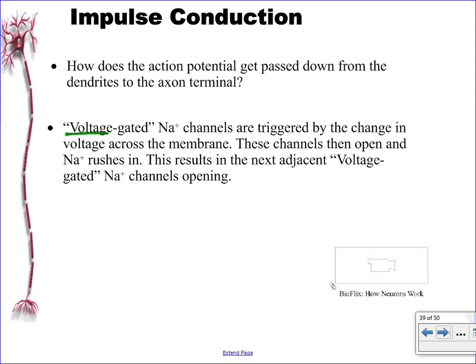Voltage-gated sodium channels are triggered to open by a change in voltage across the membrane. So if you change the voltage in one region, it will open up voltage-gated sodium channels in the next adjacent region. This clip here, I don't think I'll play. You can play it in D2L. It's titled How Neurons Work, and it's a couple of minutes in length, so I'm not going to play that right now, but you can take a look at that on your own.